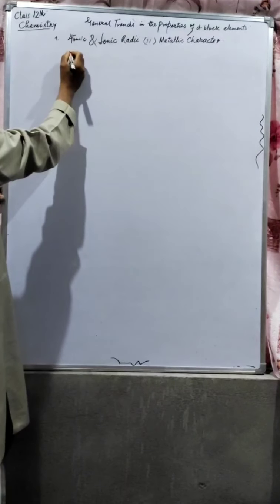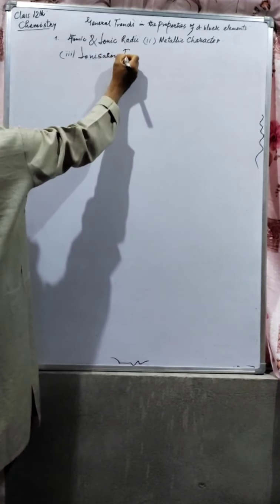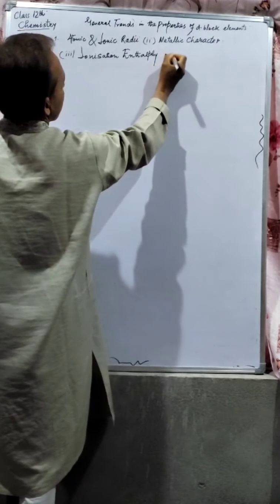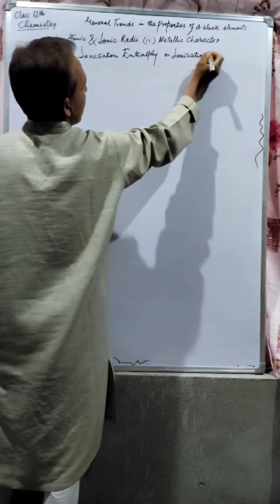So we will discuss today the three properties which are atomic and ionic radii, metallic character, and third is ionization enthalpy or ionization energy.